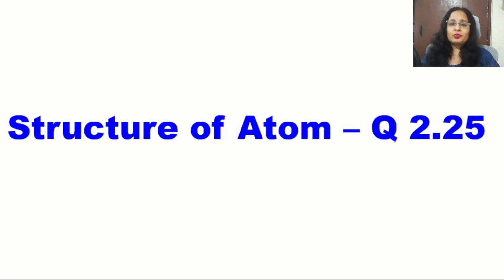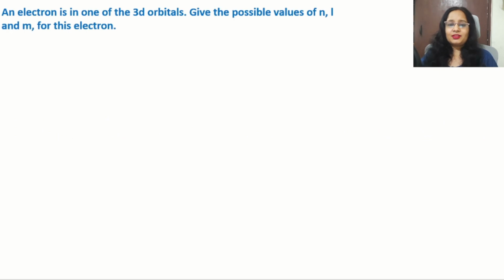Today's video is question number 2.25 from the NCERT textbook class 11, and the chapter name is Structure of Atom. So let's check the question. An electron is in one of the 3D orbitals. Give the possible values of n, l and m for this electron. So they are mentioning the electron is in 3D. This is the location of the electron.